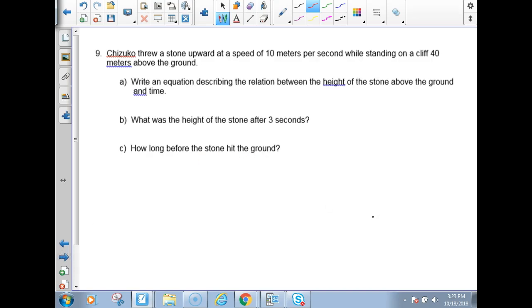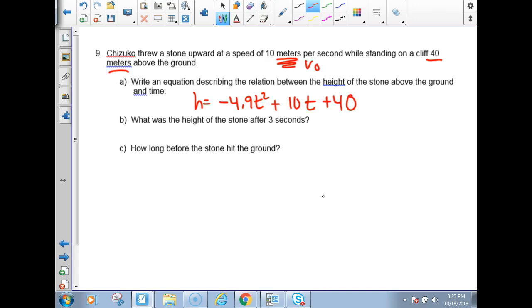Okay, now Shizuko threw a stone. Uh-oh, hope nobody's in the way. Upward at a speed of 10 meters per second. Oh, I see meters, then I know I need to do the negative 4.9 t squared problem. Plus, wait, he threw it though. Oh, is that 10 meters per second? That's my v sub 0. We're at 10t, and he's on a cliff. That's kind of a weird thing to do, but you throw it up in the air off the cliff.